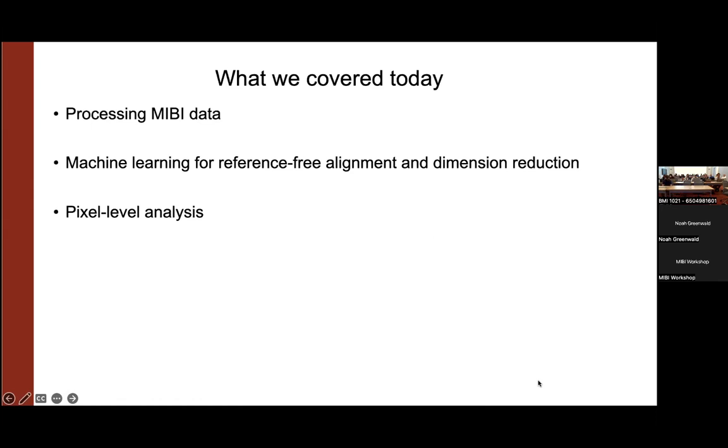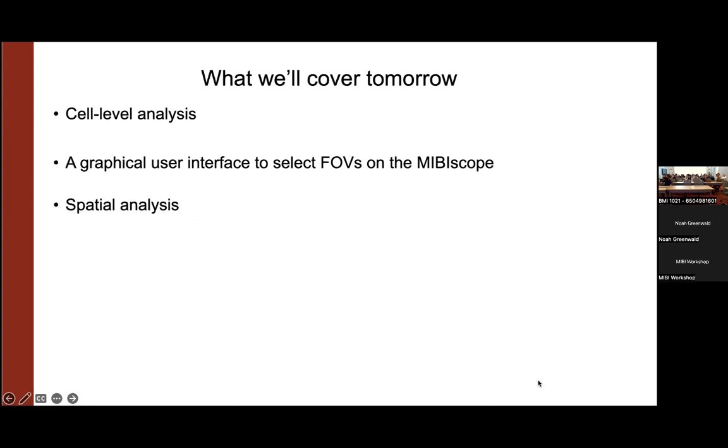We then heard from Varra, a really cool talk on machine learning for alignment and spatial factorization. We just heard from Candace on the latest and greatest in pixel level analysis. Tomorrow, we'll be covering cell level analysis in the first session. So once you've done all this pixel stuff, what can you do with actual cells?